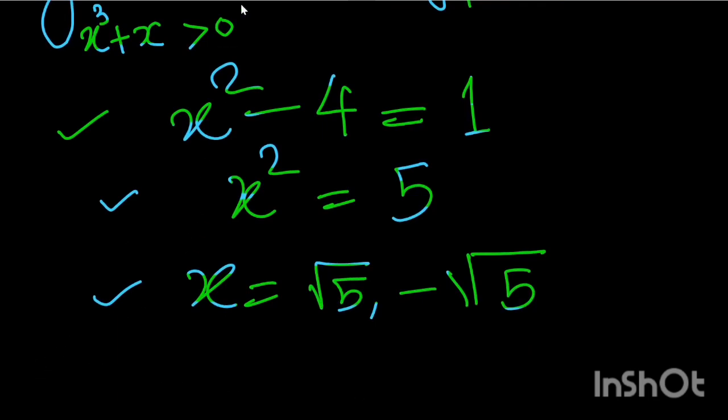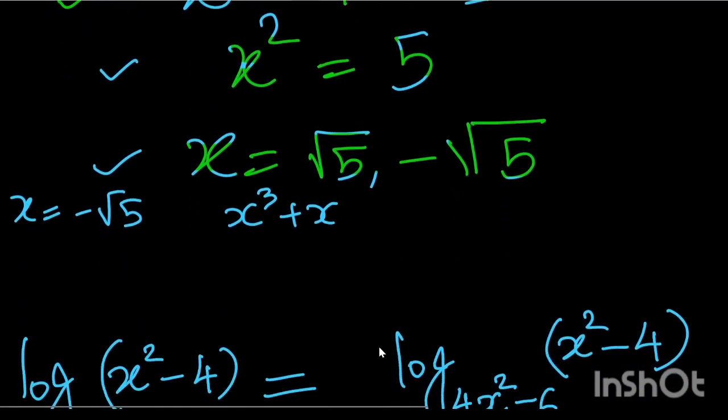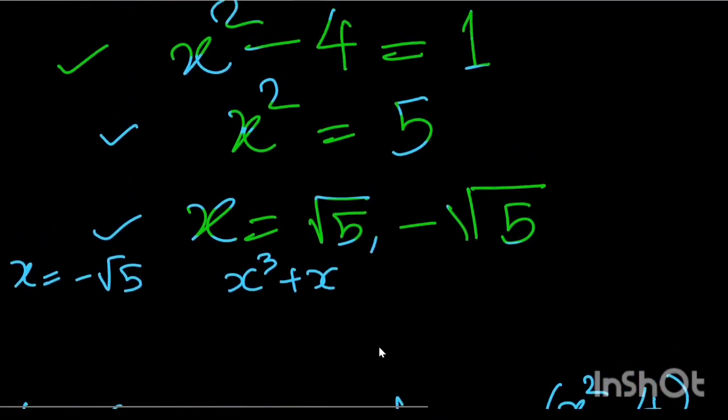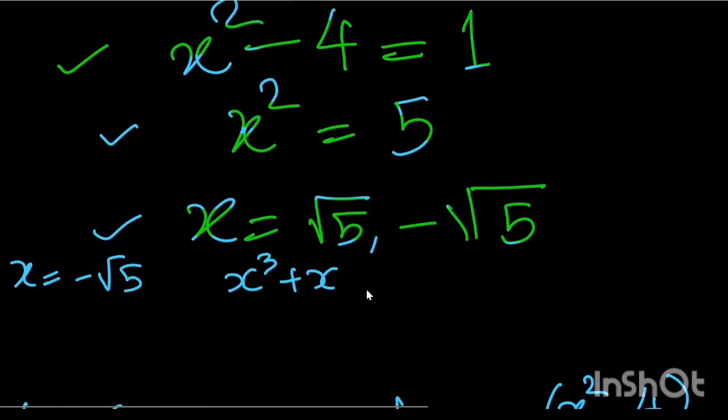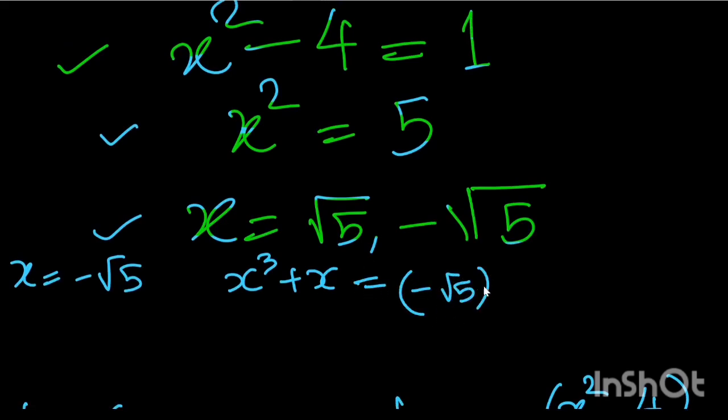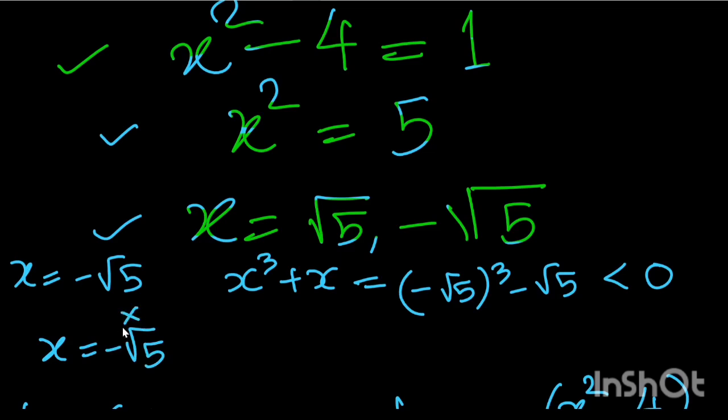If you substitute x equals minus root 5 in x cube plus x, okay guys, in that case what will happen? It becomes negative: minus root 5 whole cube, minus root 5, is negative. So x equals minus root 5, we won't take it as a root, so this value is discarded.